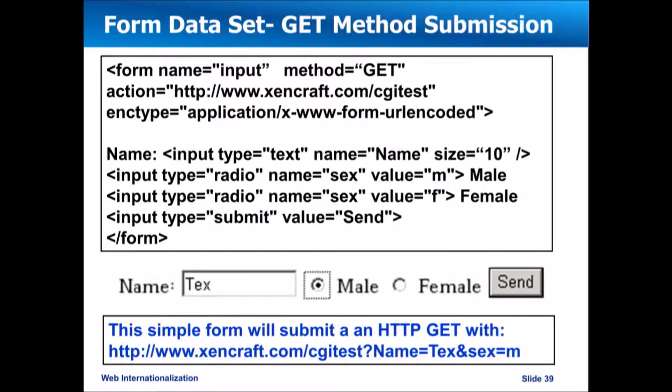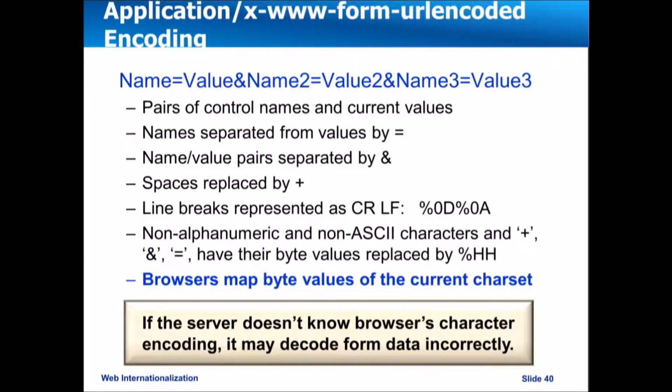All right, so I'm going to blow through it pretty fast then. So these are the name value pairs, as we said. You get the names of the controls separated from values with an equal sign. If you have more than one, you get an ampersand, and it repeats. Some characters, like the spaces, are replaced by plus signs. And everything else, especially the non-ASCII characters, the byte value of those characters is converted to %HH encoding.